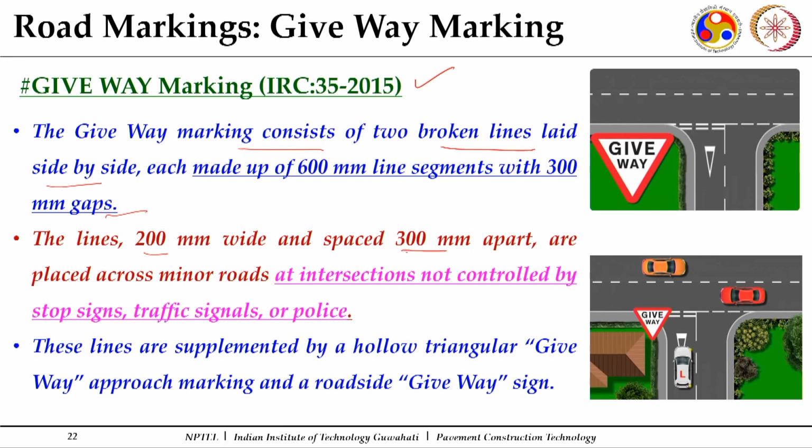When that control is not there, we have a symbol also. This is a marking for our give way sign. We have a signboard also. These lines are supplemented by a hollow triangle, which is shown here, with standard dimensions. They all have standard dimensions which should comply with the IRC 35 requirements. The approach marking and a roadway give way sign are there, along with a roadway sign. So this is where give way markings can be provided.